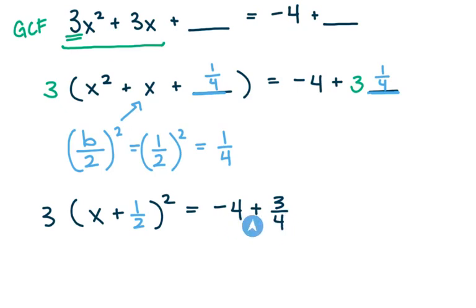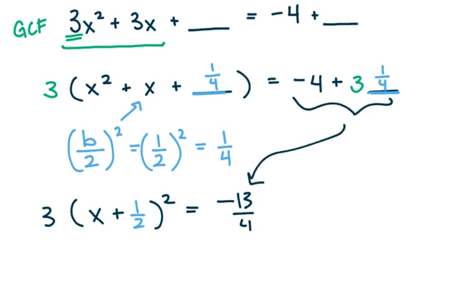So negative 4 plus 3/4, that's negative 16/4 plus 3/4. That's negative 13/4 on the right side.